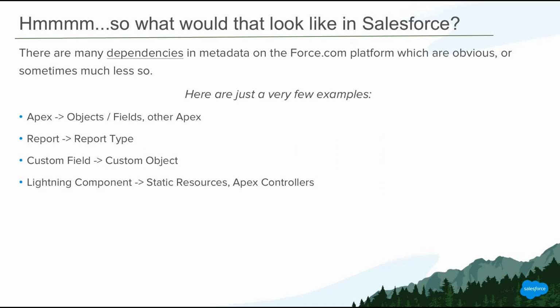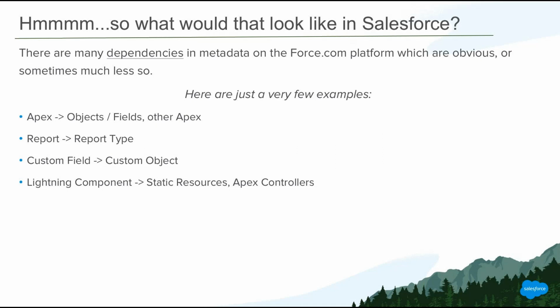So if you think about it, Apex is often dependent on objects and fields or other Apex classes. A report is dependent on the report type. The report type's dependent on the objects that are referenced, right? Objects and fields. A custom field clearly is dependent upon the object. Objects have lots of interesting dependencies, some of which are very obvious because they're in the object XML, and some which are not quite so obvious.